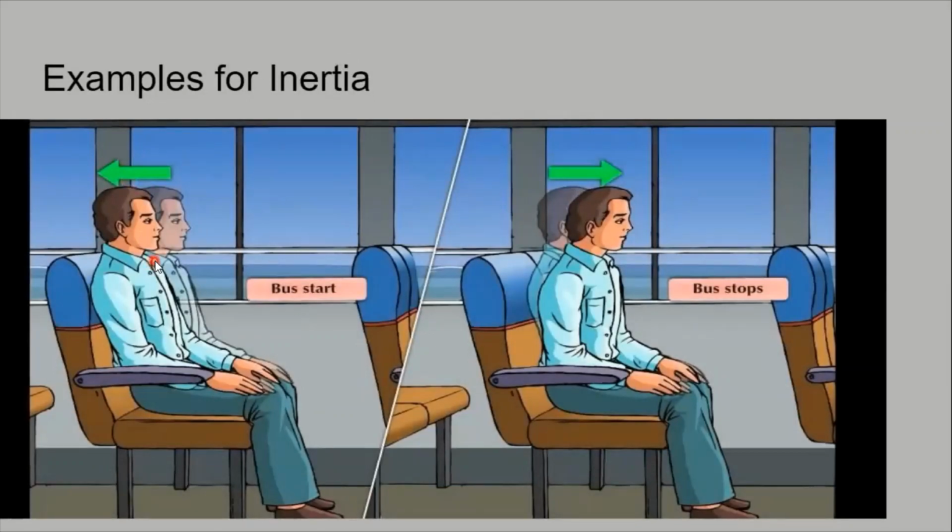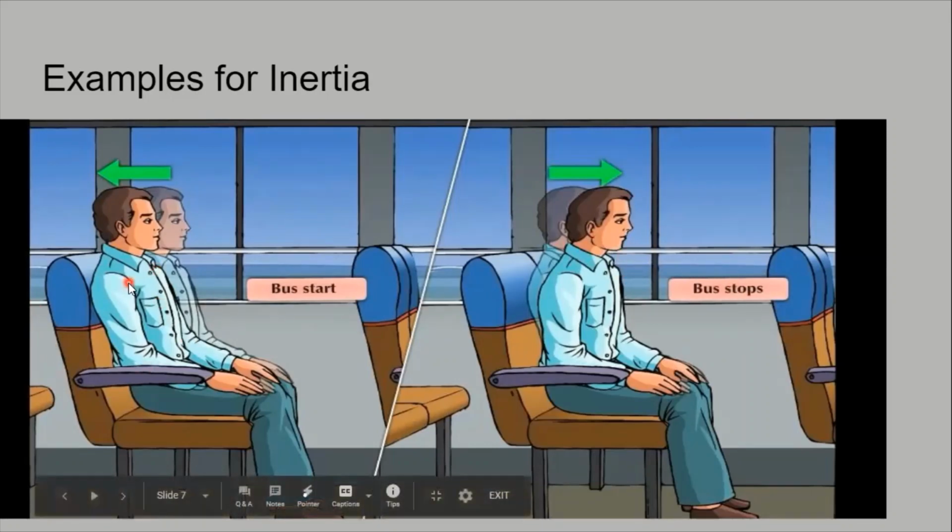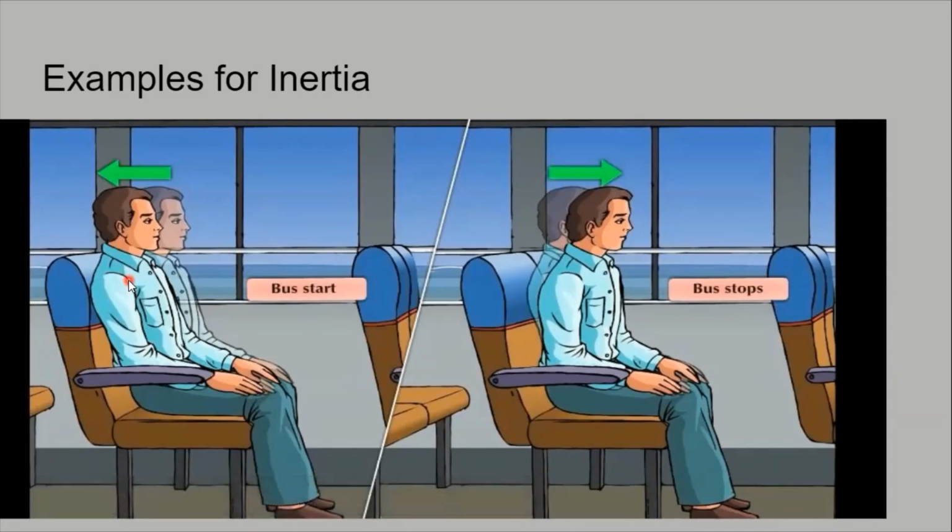So, here we see that there's a passenger sitting in a bus. In this, the bus starts from rest, and this bus was moving and it came to a stop. Now, let's see the first condition. When a bus at rest suddenly starts moving, the passengers sitting in it fall backwards. This is due to inertia of rest of the upper portion of our body.